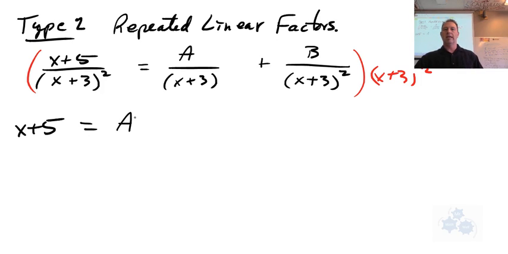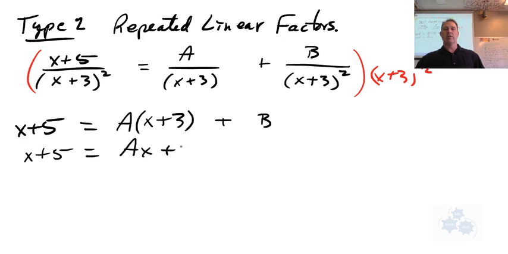That will give us a times x plus 3 plus b, just b, because these are totally gone. Okay? All right. Now, this one's not actually that complicated at all. However, we do need to do a little bit of expansion here. So this is ax plus 3a plus b.